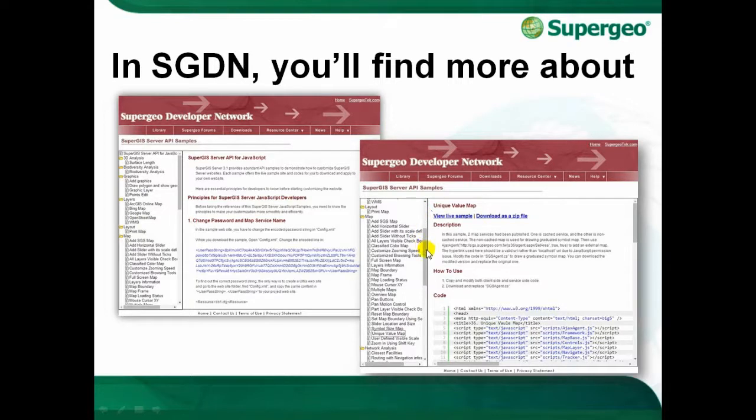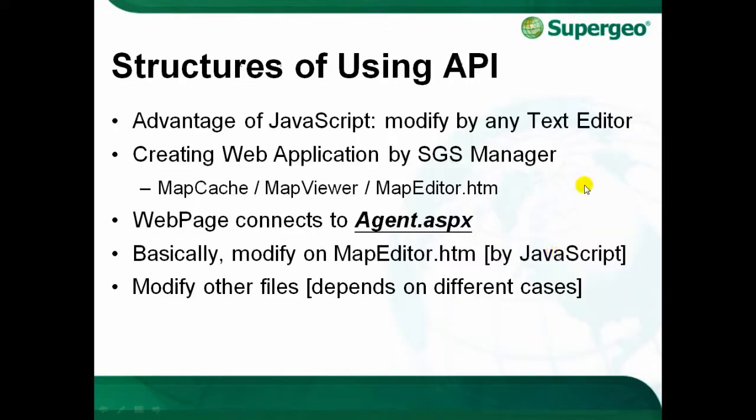So you can find the one that you want to use, like maybe you want to apply a unique value map. You can directly choose the topic on the left-hand side, and you will see there will be a live sample. After one click, it will lead you to another website to have a live demo, or you can download the whole package as a zip file, the sample code directly, and you can modify the source code based on this zip file.